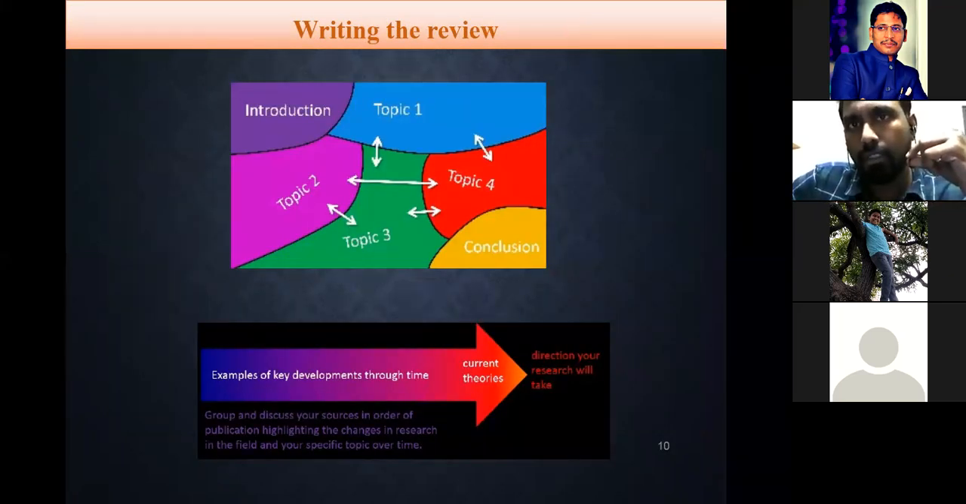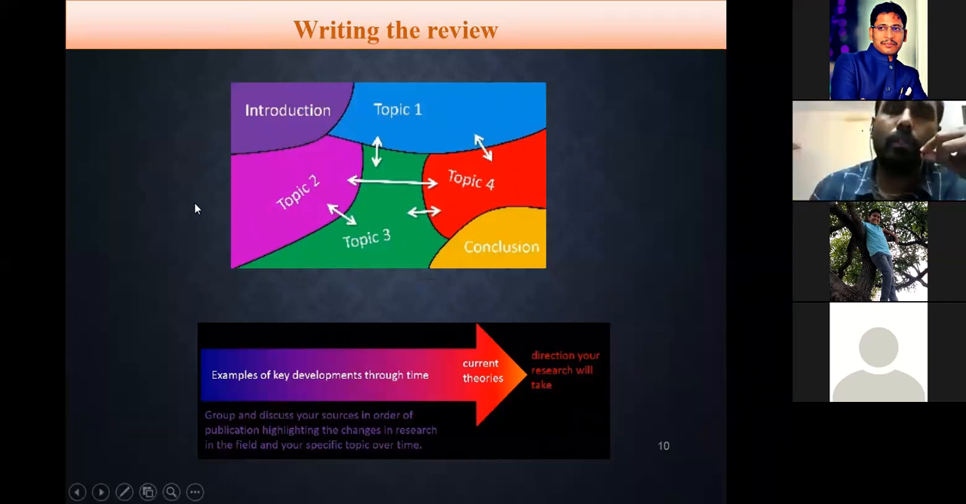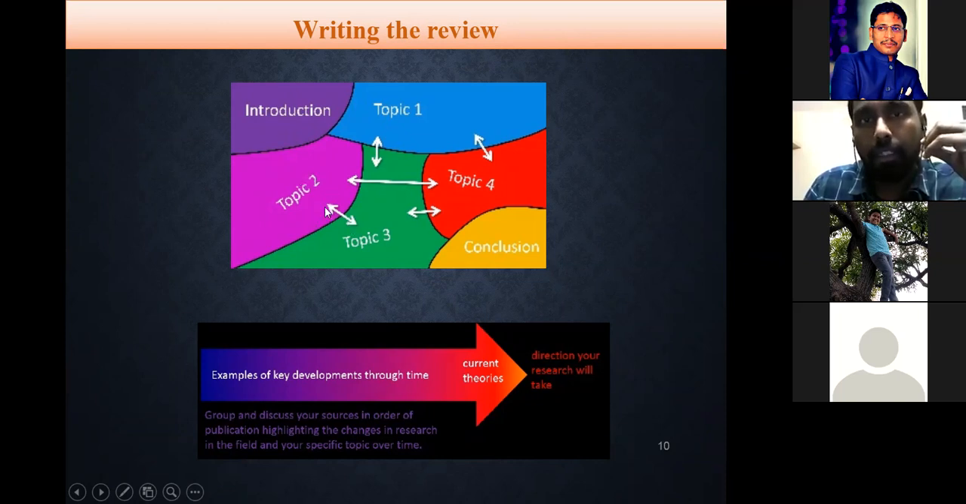So this is writing the review. This is the introduction section, and this is the conclusion. In between there is the content. In this content, each and every topic, process, materials, parameters, and results and discussions of each and every journal you have studied, we have to interlink with each other.